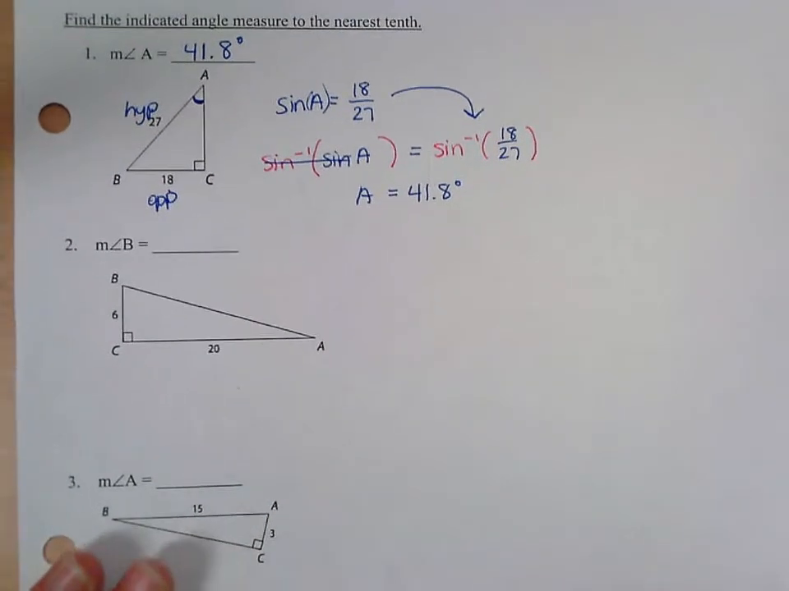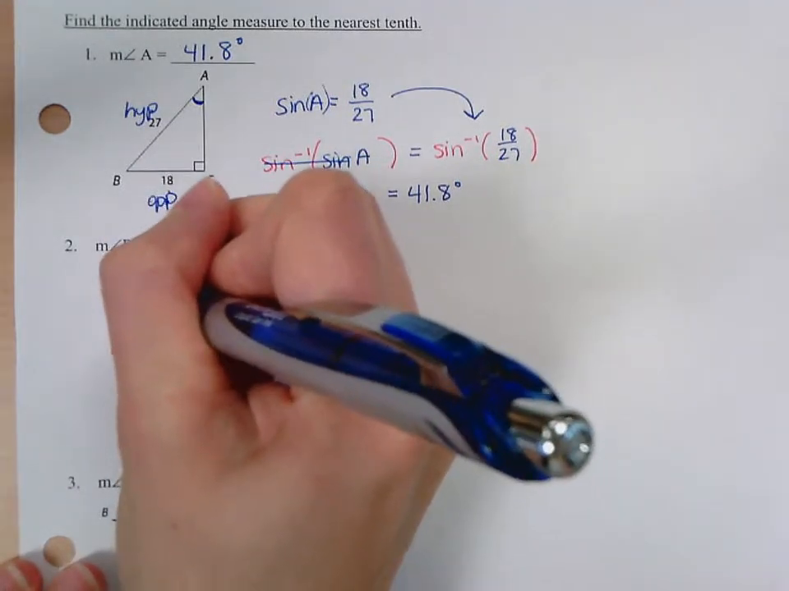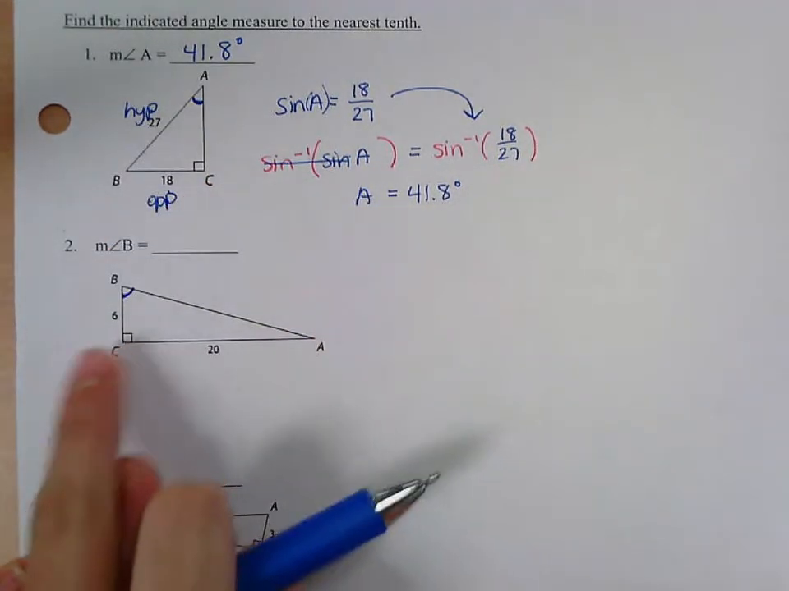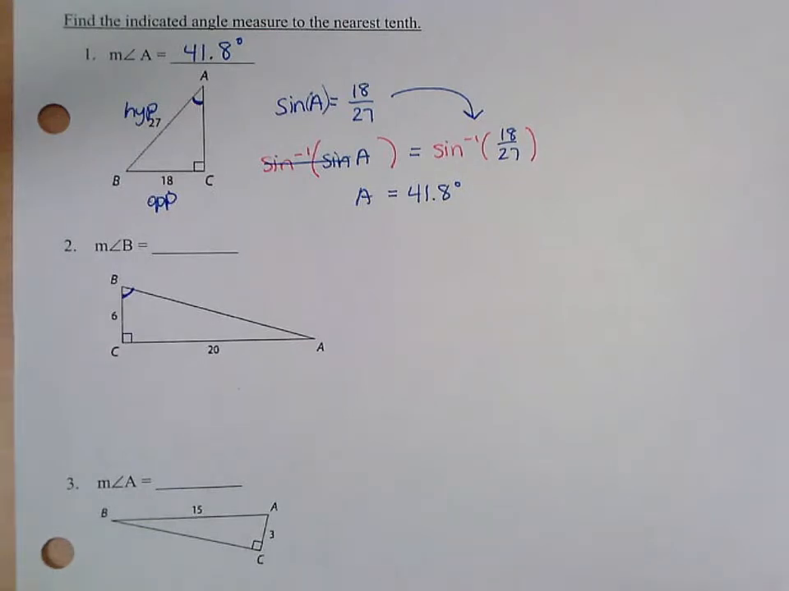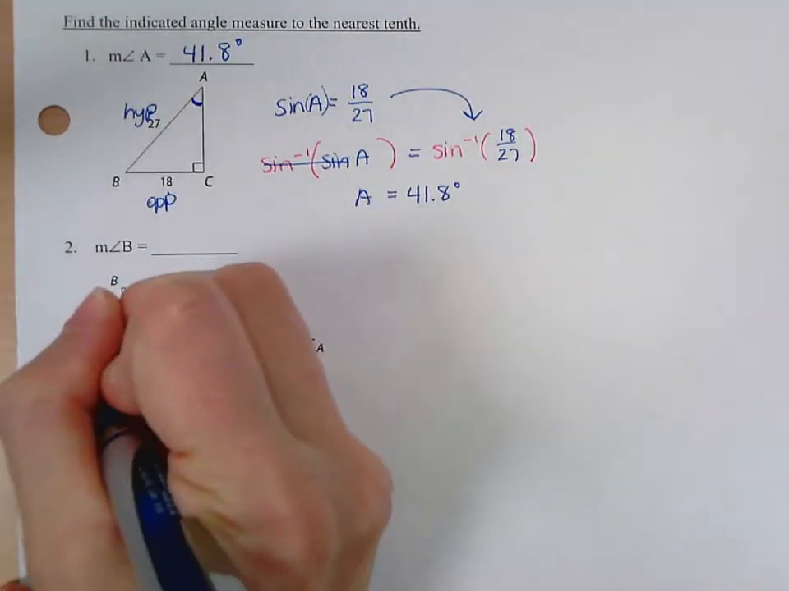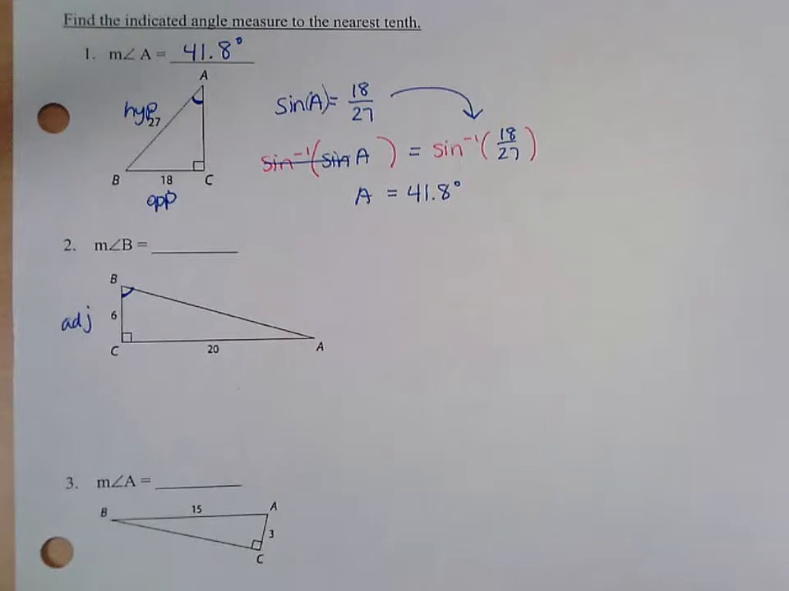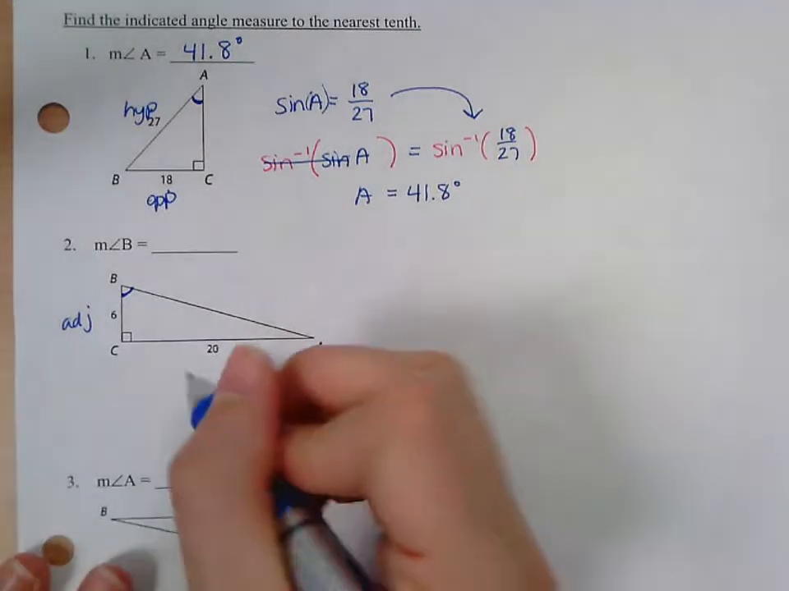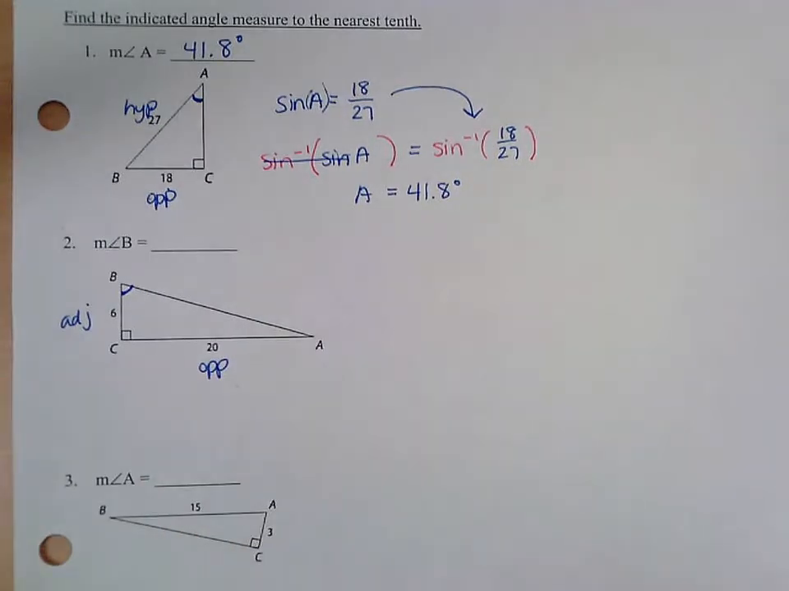Let's go through number 2. We're finding the measure of angle B. So I'm going to mark it. Look at the 2 side lengths you have and label them. So what would the 6 be? Opposite, adjacent, or hypotenuse? 6 is the adjacent side. What about the 20? 20 is the opposite. So am I using sine, cosine, or tangent? Tangent, yes. I have O over A, opposite over adjacent is tangent.